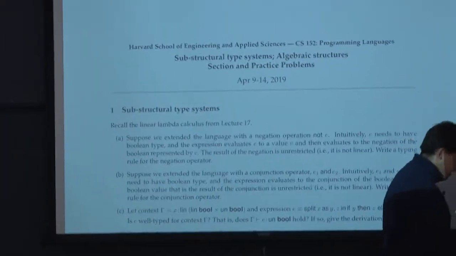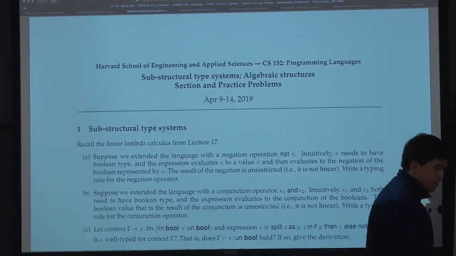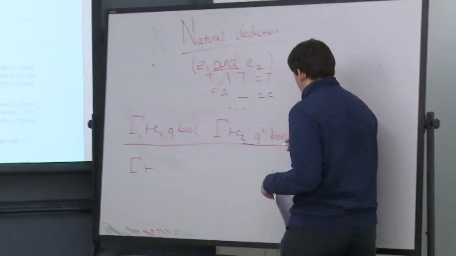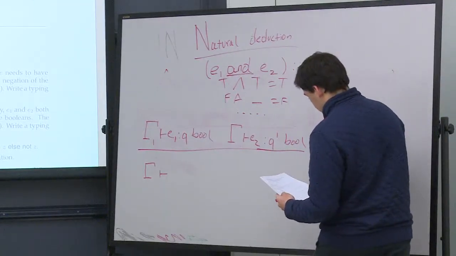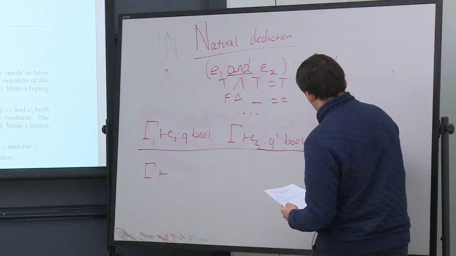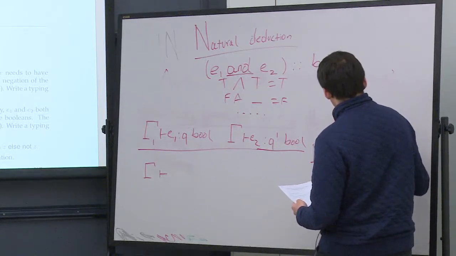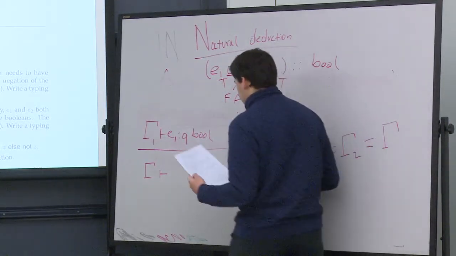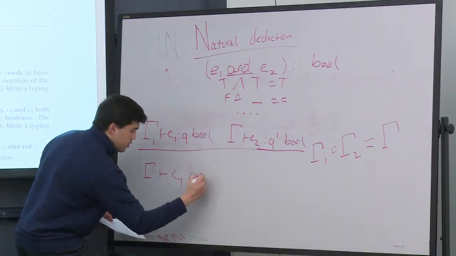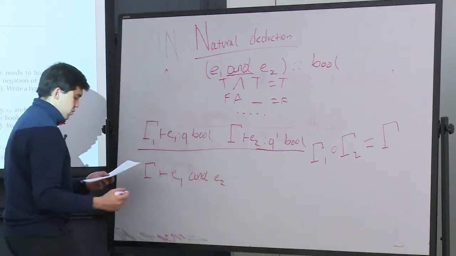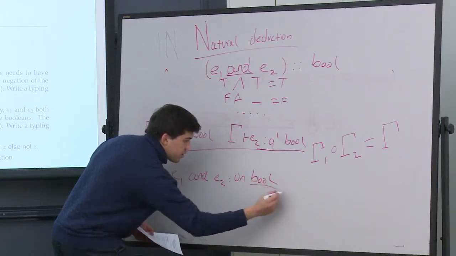So then that should give us an idea that in context gamma, where gamma is actually the composition of context 1 and context 2, this is how you indicate that. It will be the fact that E1 and E2 are of type unrestricted bool, but again, bool at the end.